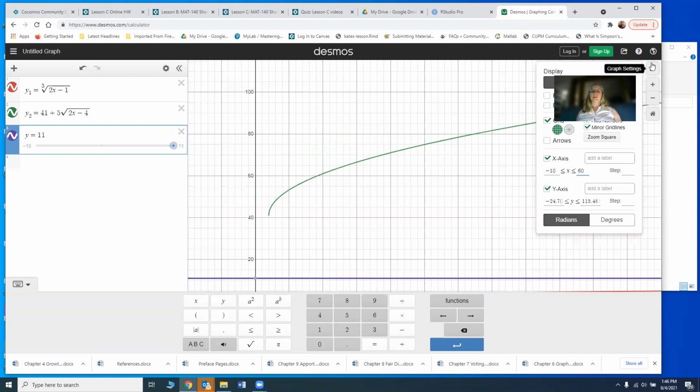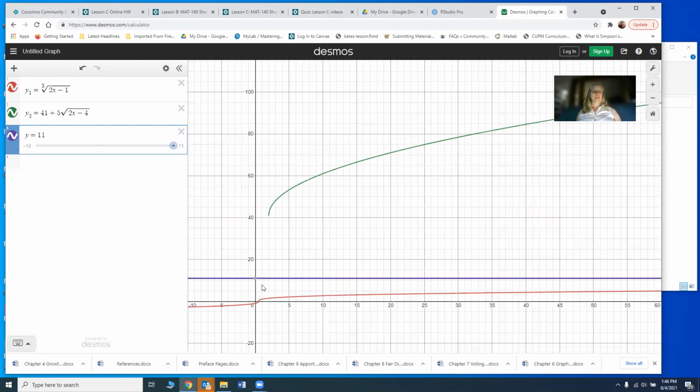What I notice here is these graphs don't intersect. This one starts here and goes up, and here's down here. If you don't want to see this one, by the way, you can turn it off by just clicking on the little red next to it, and it'll turn it off. Now we can see these two, they never intersect. So therefore, there is no solution to these two.